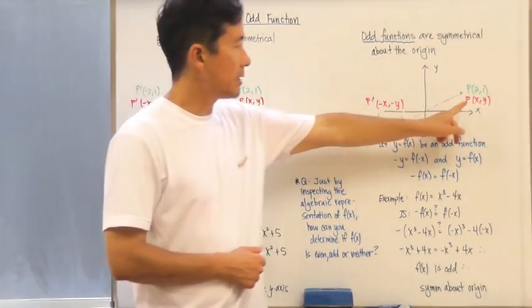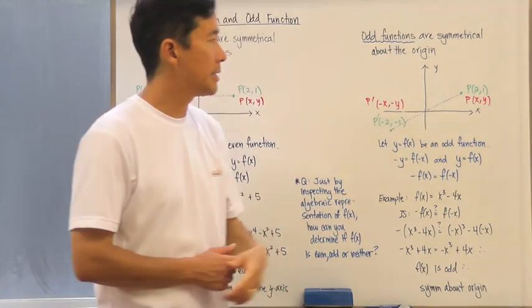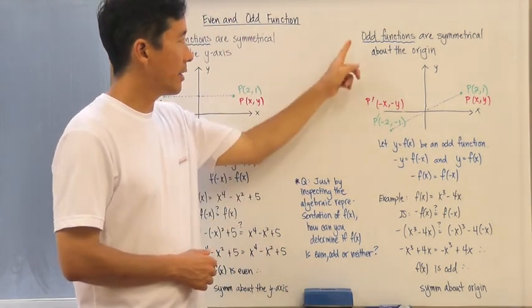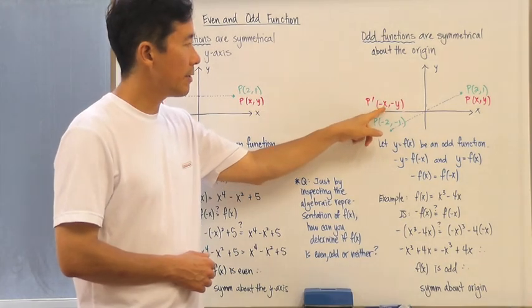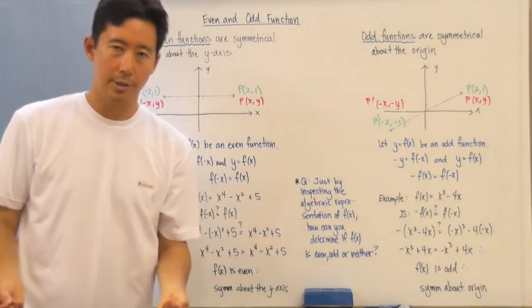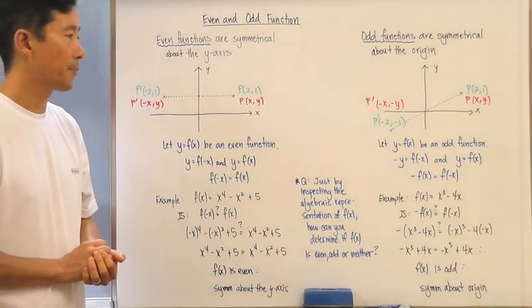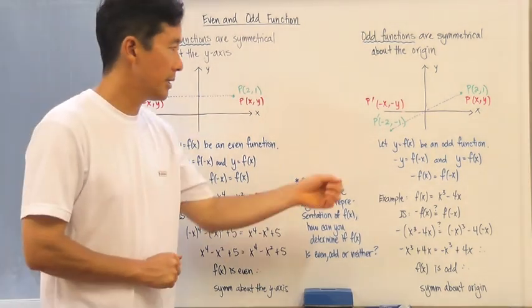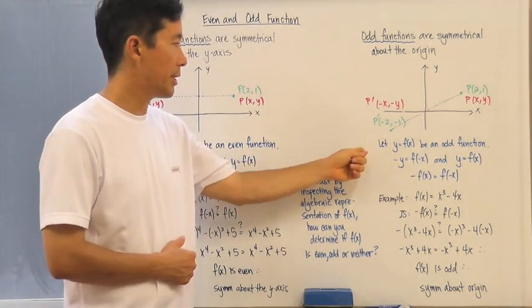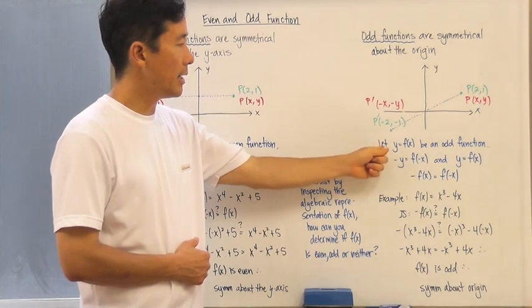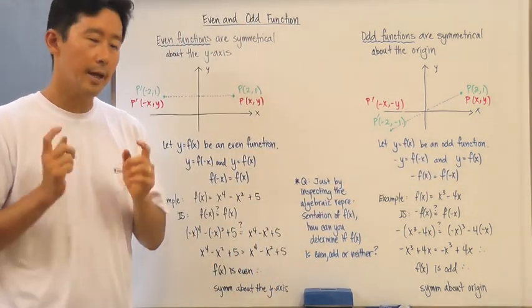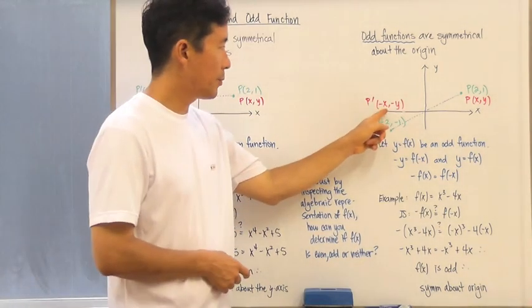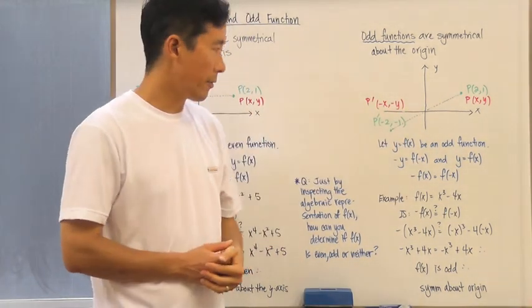So what that means then is if P (x, y) exists on the graph, and this graph is symmetrical about the origin, then P prime, which is (-x, -y), must also exist on the graph. So let's talk a little bit more about its algebraic interpretation again. We say that y equals f of x is an odd function. If that's the case, then this point and that point must exist on the graph.